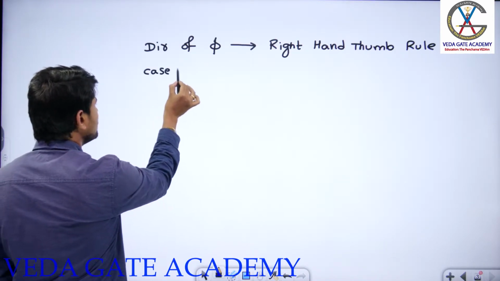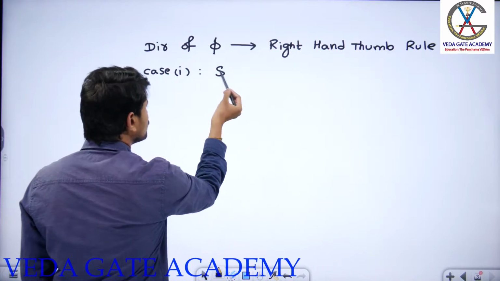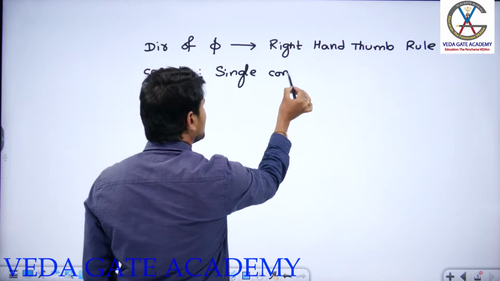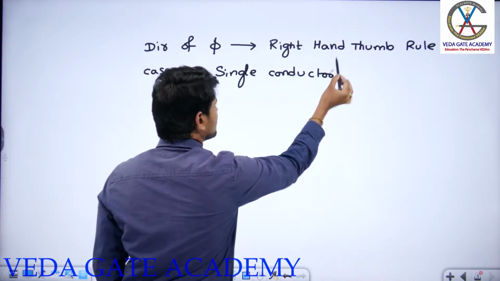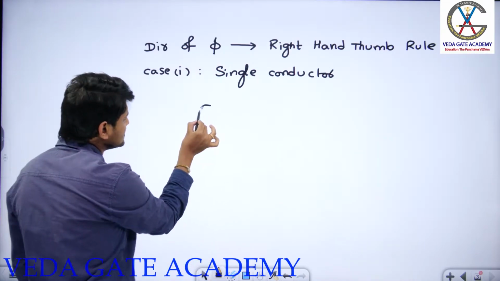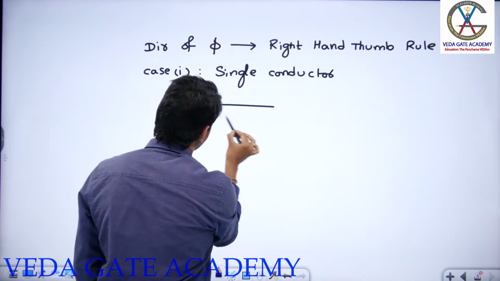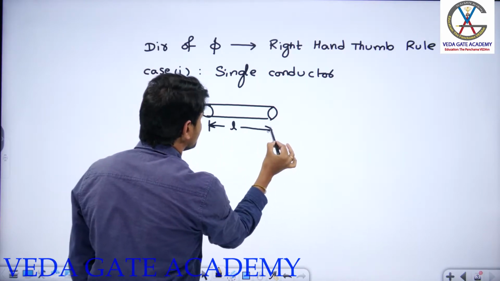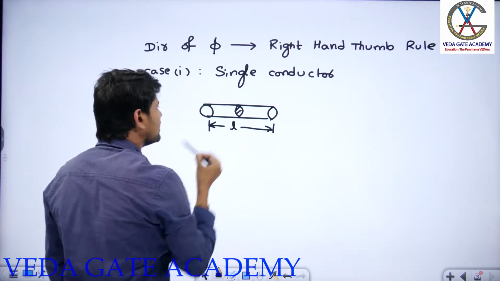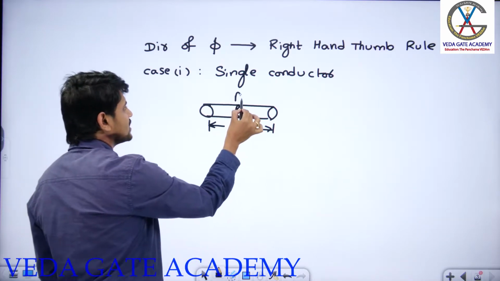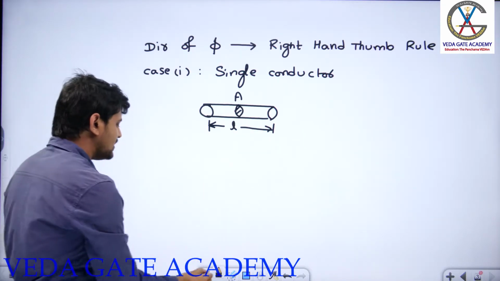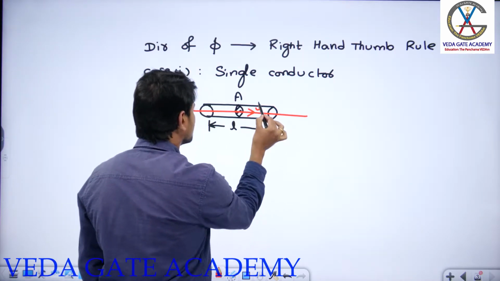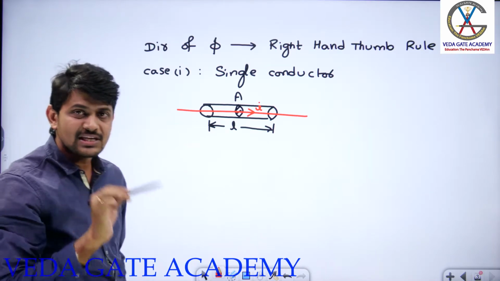Case 1: whenever you are handling a single conductor. Suppose you want to apply the right hand thumb rule to a single conductor. Assume this is a circular conductor having some length L and some area of cross section A. Now suppose I allow some current through this conductor, so here I am handling a single conductor.